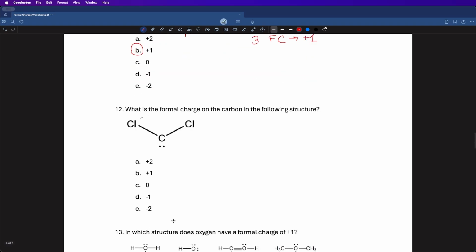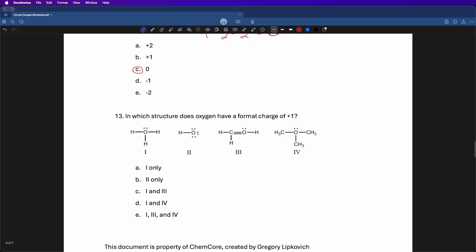What is the formal charge on the carbon in the following structure? Again, this is kind of a combination that we're not quite used to seeing. So instead of using our HONC mnemonic, let's actually calculate it, right? So carbon has 4 valence electrons, right? Let's use our formula. 4 valence electrons minus 2 bonds and minus 2 electrons gives a total of 0, right? So even though this is a combination that we're not quite used to seeing, this carbon should still have a formal charge of 0.